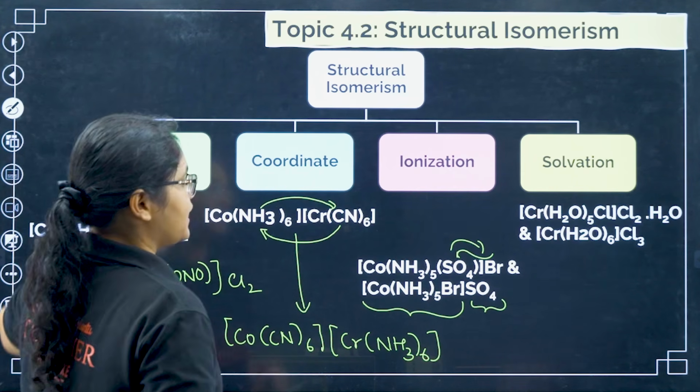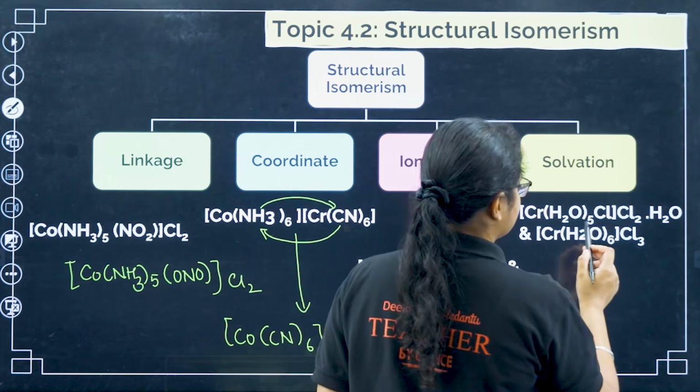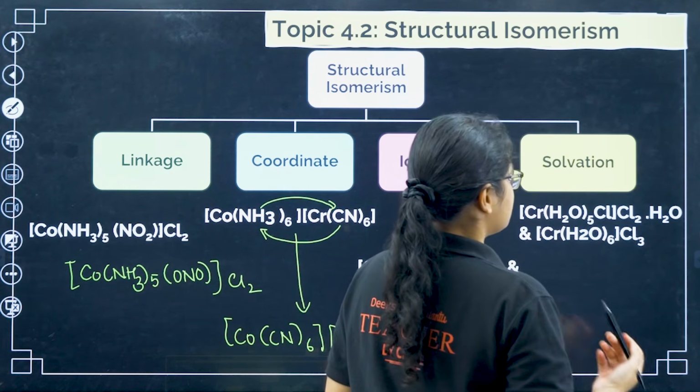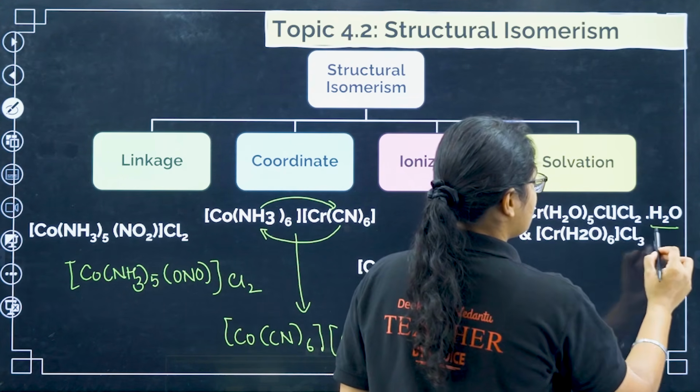Next, for solvation isomerism, we have [Cr(H2O)5Cl]Cl2.H2O. So here what happens, you can see the number of water molecules.